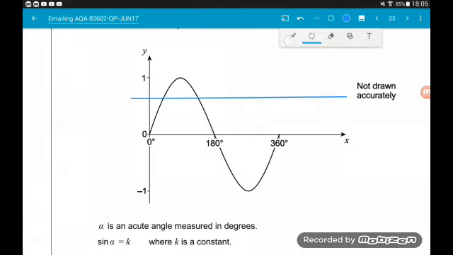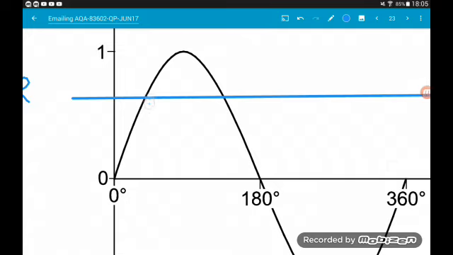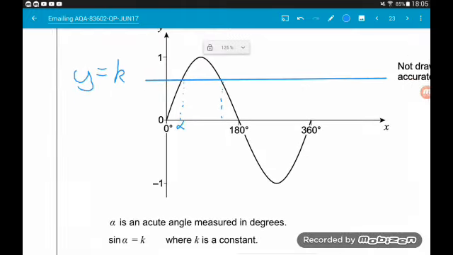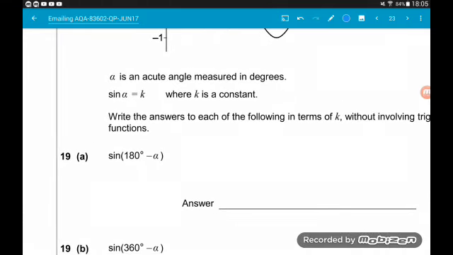Y is equal to k. So, when we go along the bottom and we plug in our value sine of alpha, we hit this point on our curve, or actually this point too. So this is going to help us solve part A. So part A asks us for sine of 180 minus alpha.